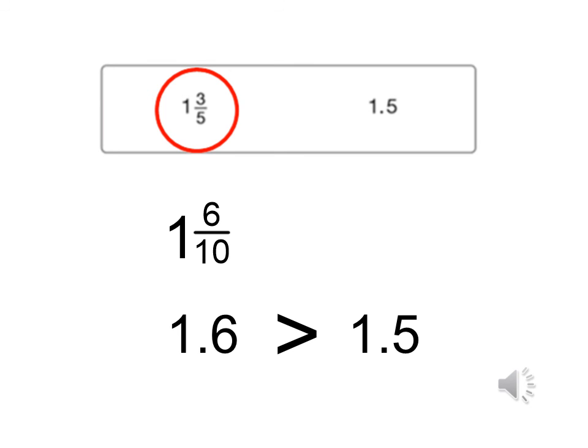And in this last one, we've got a little extra job to do. It's a bit difficult to compare 1 and 3/5 with 1.5 straight away. So what we can do is we can change the 3/5 to 6/10, and that makes it a lot easier to compare the two. 1 and 6/10 is 1.6, and 1.6 is bigger than 1.5.